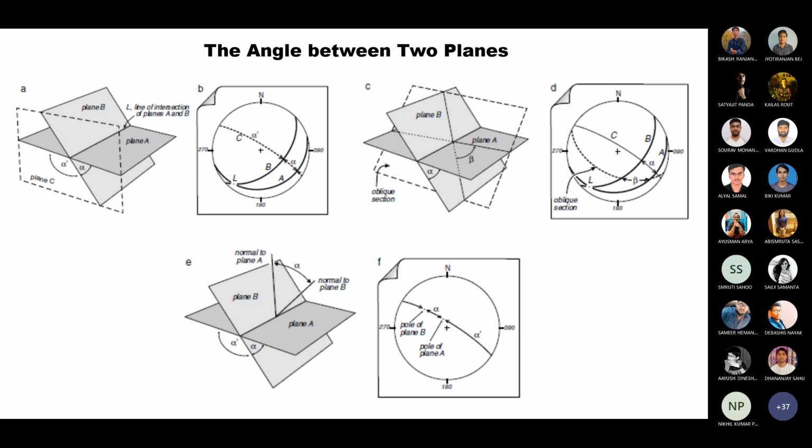So what you have to do? You have to plot planes A and B as poles. If you look at the last figure F, measure the angle between the poles using the same method we have already discussed for measuring the angle between two lines. The angles are measured along the great circle. One should remember that the measurement of angles should always be done along the great circle containing those two poles. So these angles alpha and alpha naught are the acute and obtuse angles, and if you add them, you get 180 degrees.